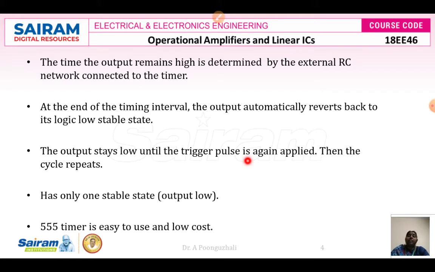At the end of this timing interval, the output automatically comes to the low state, which is the logically low stable state. The output stays low until the trigger pulse is applied again. Then the cycle repeats. It has only one stable state, which means your output is low. The 555 timer is easy to use and low cost.